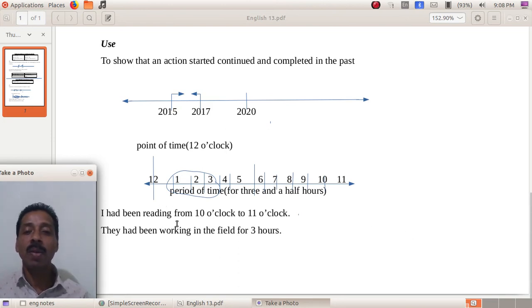So I had been reading from 10 o'clock, sorry, these are the examples of past perfect continuous tense. I had been reading from 10 o'clock to 11 o'clock. They had been working in the field for 3 hours, etc. Okay, so present perfect continuous tense and past perfect continuous tense.